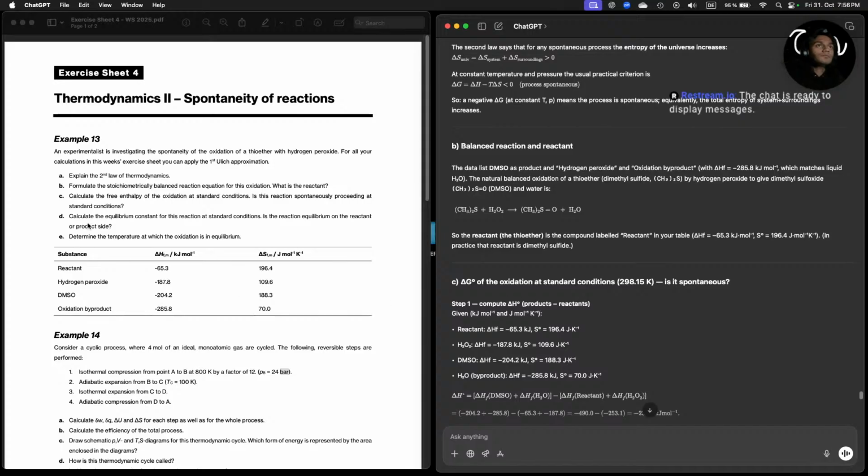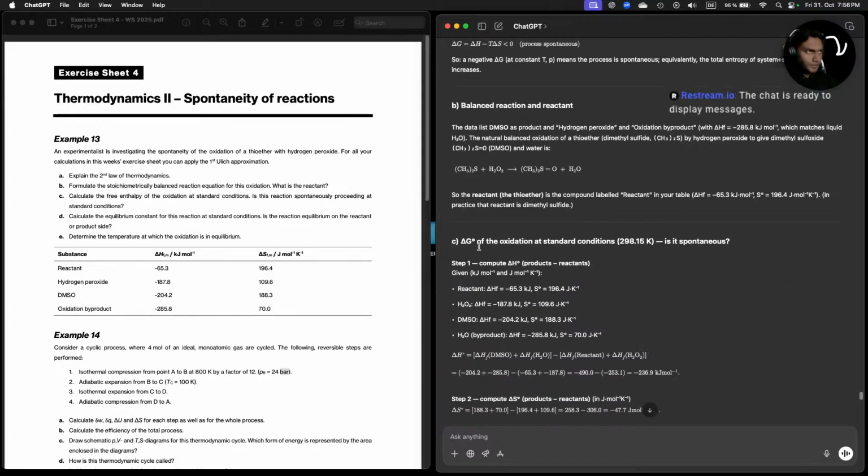Now, calculate the equilibrium constant for this reaction at standard condition. Is the reaction equilibrium on the reactant or product side? Determine the temperature at which oxidation is in equilibrium. The Gibbs free energy of the oxidation at standard condition, is it spontaneous?